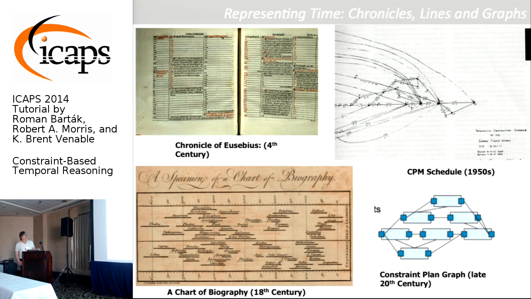We're going to focus more on graphical representations. Here are two early graphical representations of time. It's a critical path method schedule from the 1950s. This was the first early graphical representation where you represent events with dependencies included. I'll get back to that in a minute. Then we'll go to the more modern era. Here's a constraint plan graph, and I'll talk about that in the application section. This is another example of a graphical representation of time, where these are events or actions, and the temporal relations are represented by edges between the endpoints of these durations. And we'll see a lot of that in this tutorial.